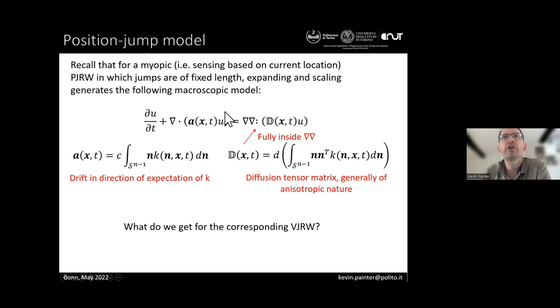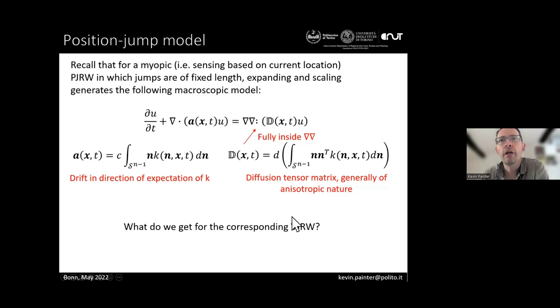It's basically of the form of a diffusion advection type equation. You've got an advection term, which describes a drift in the direction of your expectation of K, where K is the distribution to choose your new directions. The right-hand side is a diffusion type term, but a bit more complicated: an anisotropic diffusion term, where the diffusion tensor matrix appears fully inside the double gradient operator. We derived that model, but the key point is that each of these macroscopic parameters, the drift and diffusion tensor, depend fundamentally on the underlying statistics of your directional distribution for choosing a new direction.